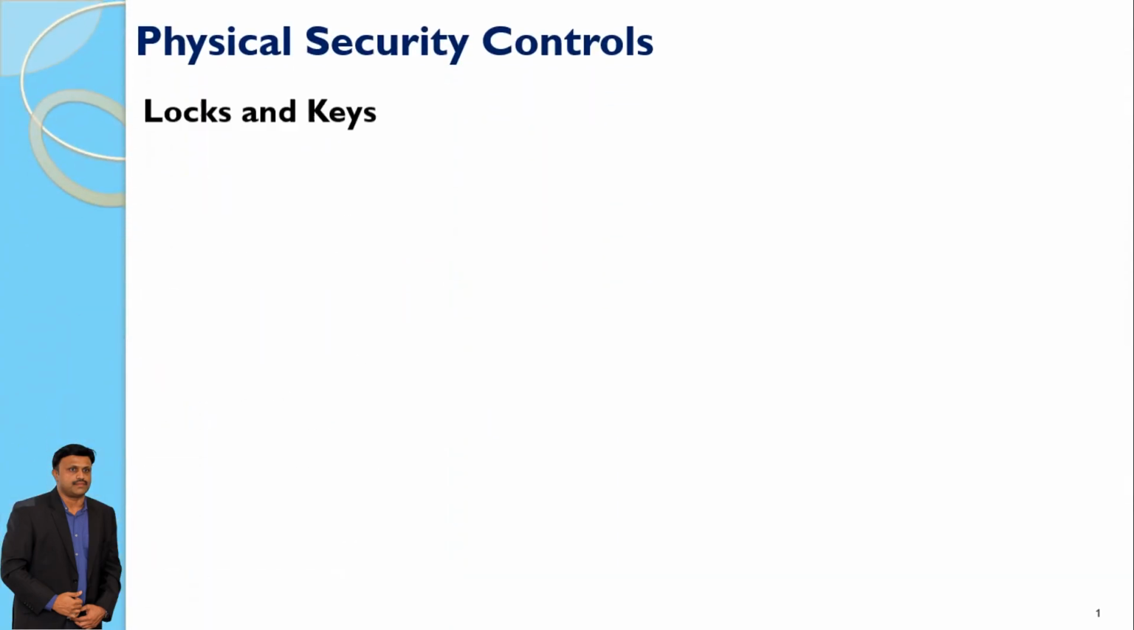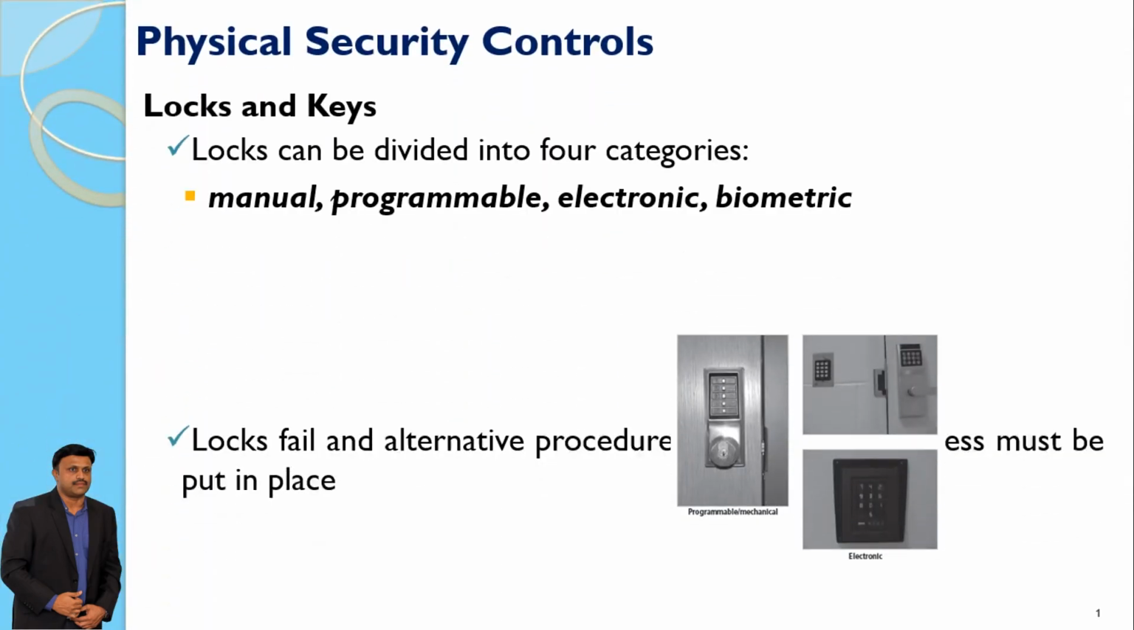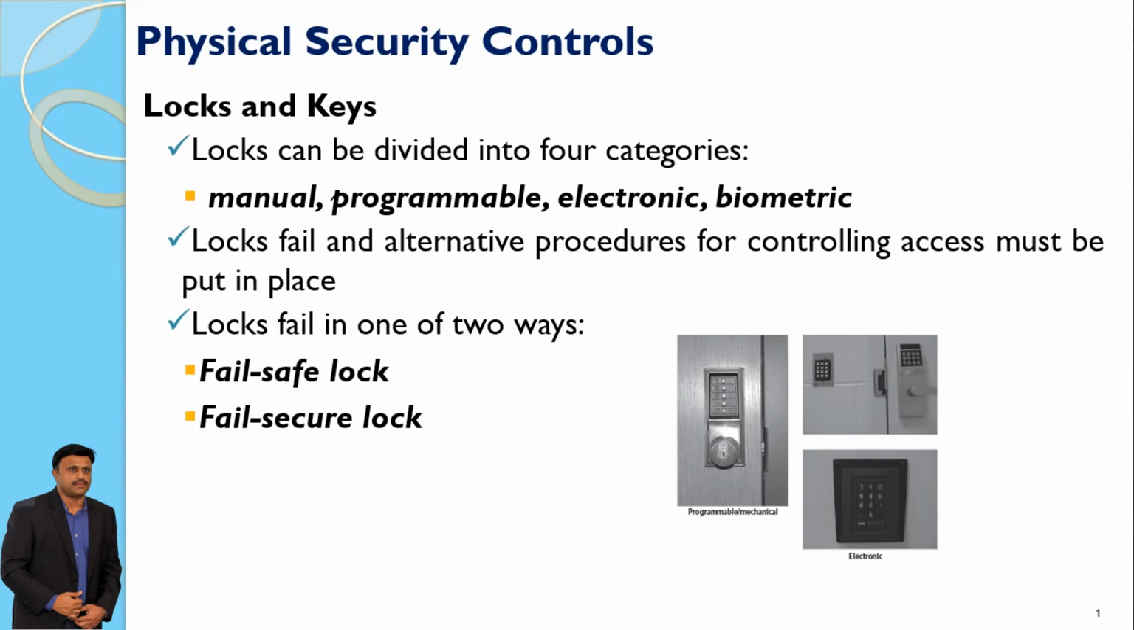Locks and keys can be divided into manual, programmable, electronic, and biometric categories. It's crucial to have alternative procedures for controlling access in case locks fail, which can happen in one of two ways: fail-safe or fail-secure.